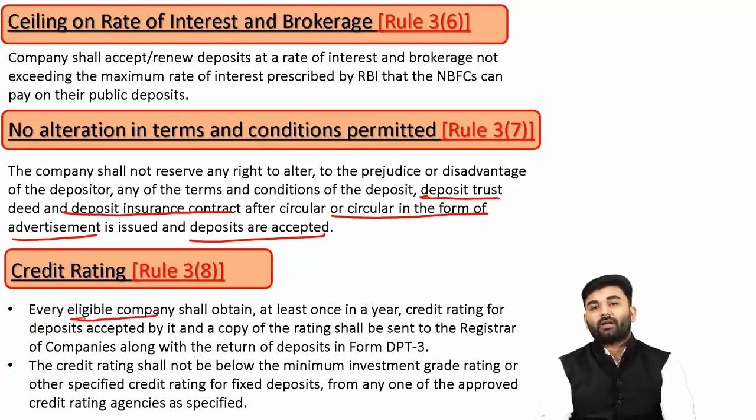The lawmaker says over here that if you are an eligible company, then yes, on a yearly basis, the eligible company needs to get something called a credit rating from a credit rating agency. The credit rating signifies the ability of a company to repay the deposits. Whatever the credit rating is, the company needs to intimate to the ROC under a form called DPT3.